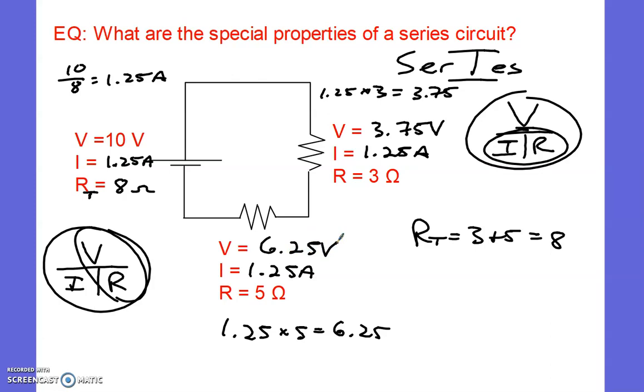Now in this next video, we're going to learn how to solve for these circuits if we're given a different type of circuit. In other words, if we arrange the light bulbs or resistors in a different orientation.